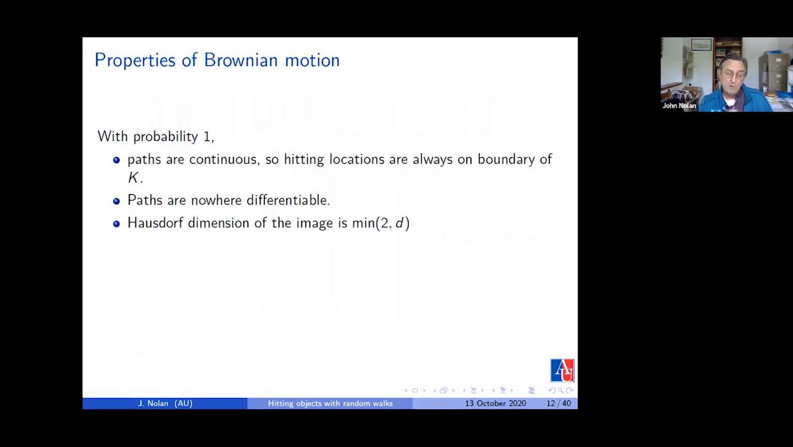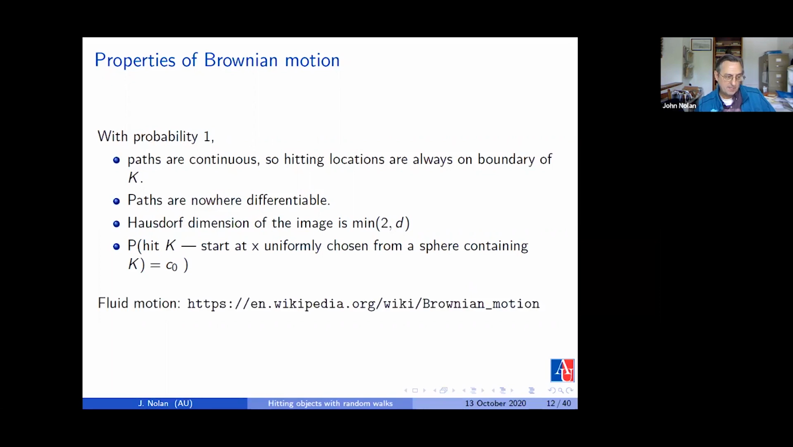These paths are so irregular that you have a Hausdorff dimension. It's very simple. In the Brownian case, the Hausdorff dimension of the path is the minimum of 2 and D. So even though it's an image of a line, it's so irregular that it fills up space. It gives you generally a two-dimensional object. Actually, there's a typo there, so I'm going to skip that one.